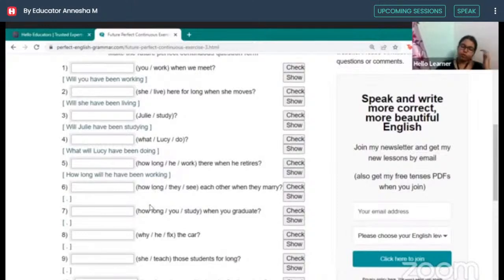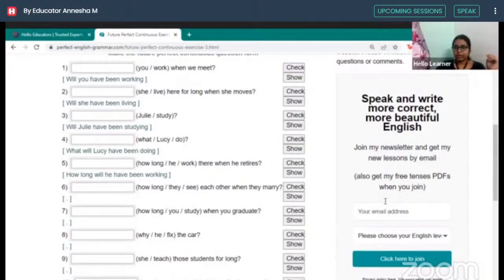Very good. And if we use it as different words, separate words, will and not? Ma'am, how long will he not have been working there when he retires? Absolutely correct. Very good, Neha. Thank you so much. Very nice. Okay. After Neha, we have Dipali.